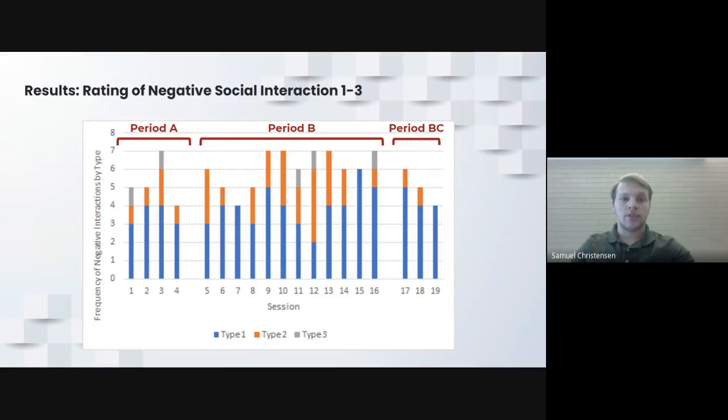This is the rating of negative social interactions on a scale of 1 to 3. As you can see again, there's period A, period B, and period BC. And this shows the 3 types of negative interactions that the student could have. 1 being a minor interaction that is unpleasant for one or more parties. 2 being an interaction that causes some distress or unpleasantness, which requires redirection from supervisors. Or 3, an interaction in which the student becomes violent and the situation escalates to the point that the student needs to leave the present environment.